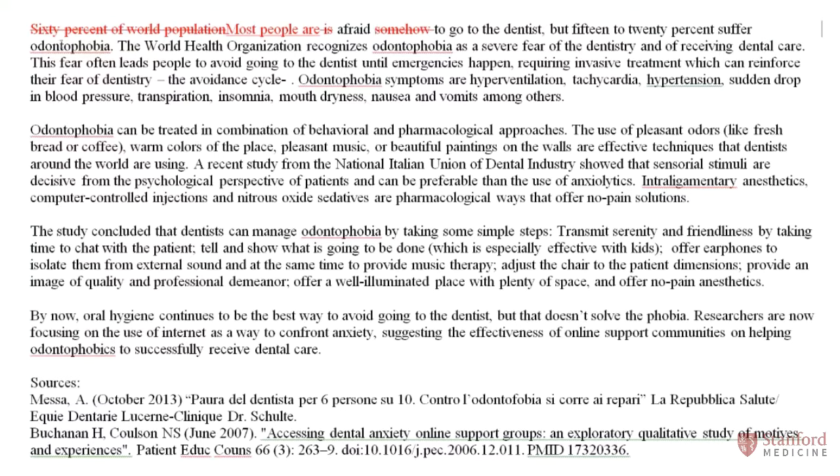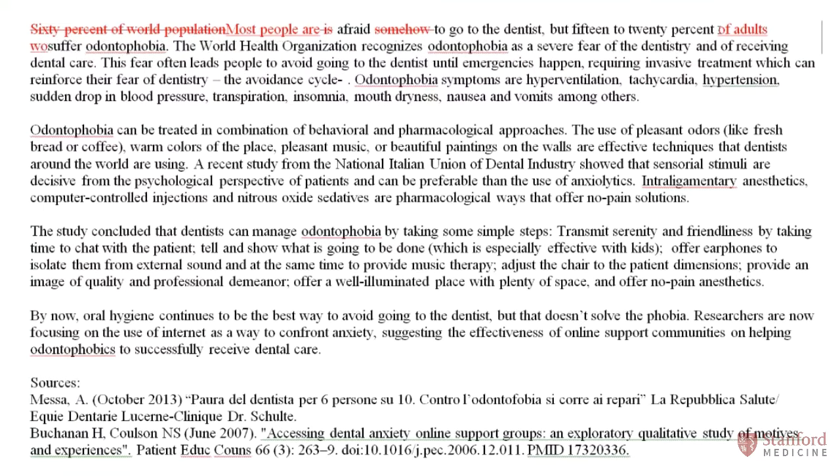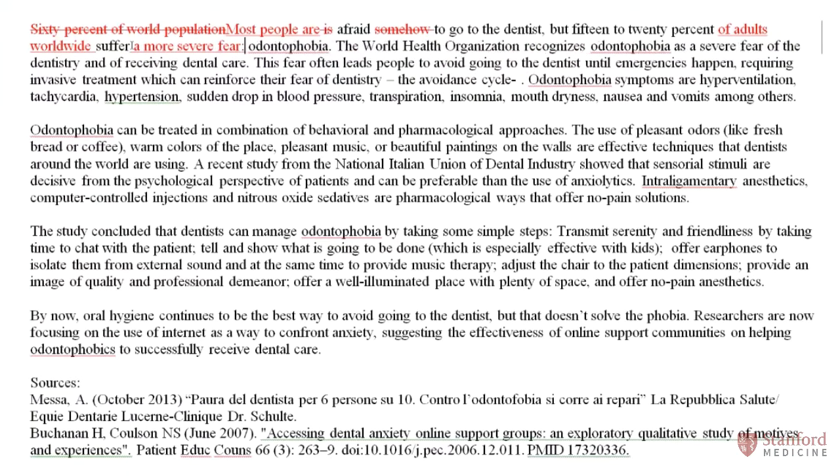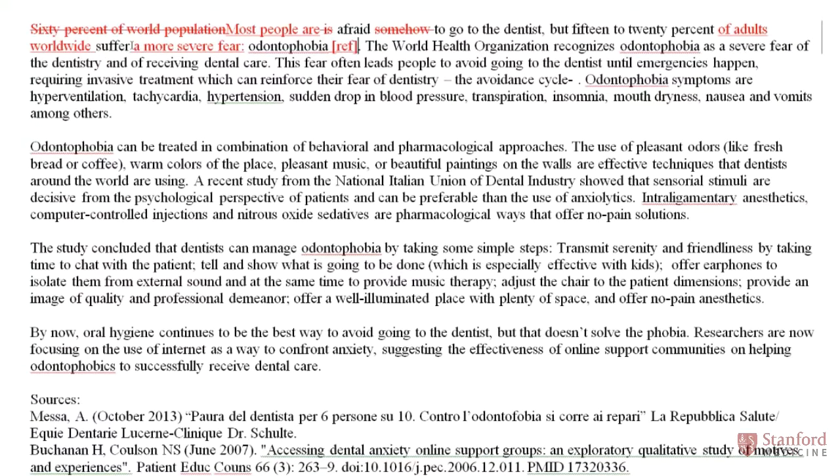But 15 to 20%, and maybe we say exactly 15 to 20% of whom, I'm going to say maybe of adults worldwide. I get the sense that this is a worldwide focus here, so maybe 15 to 20% of adults worldwide suffer a more severe fear. Colon, it's a good use of the colon, odontophobia. And you, of course, are giving an exact statistic here, this 15 to 20%. We're going to need a reference to say where that came from. Perhaps that came from the World Health Organization, which is mentioned in the next sentence, but it's unclear, so we actually need the reference right there for that particular statistic.